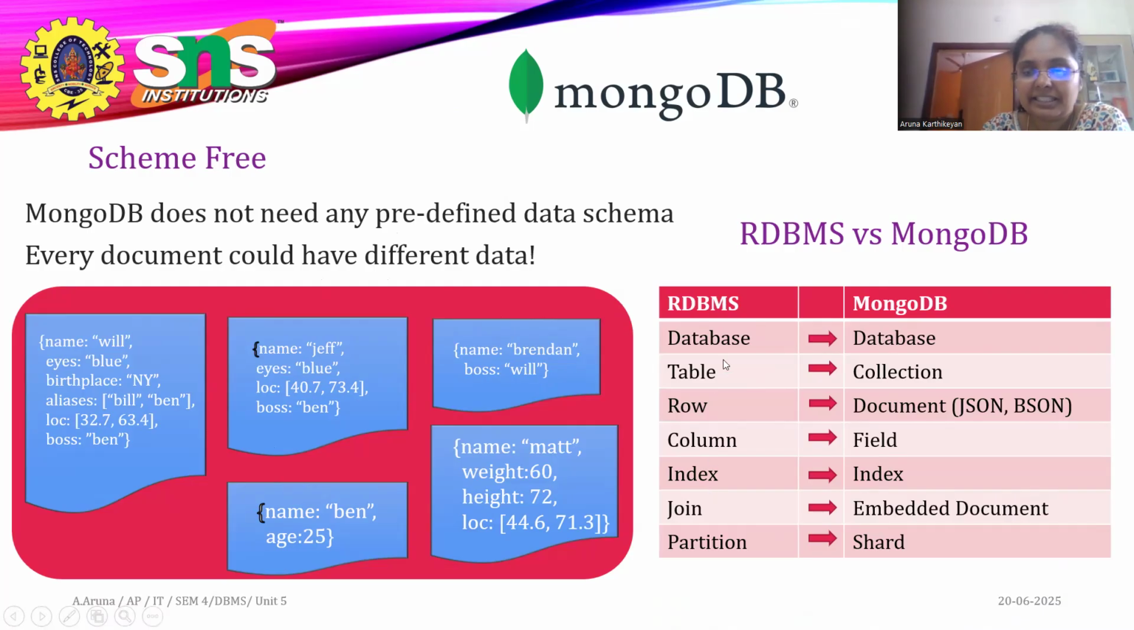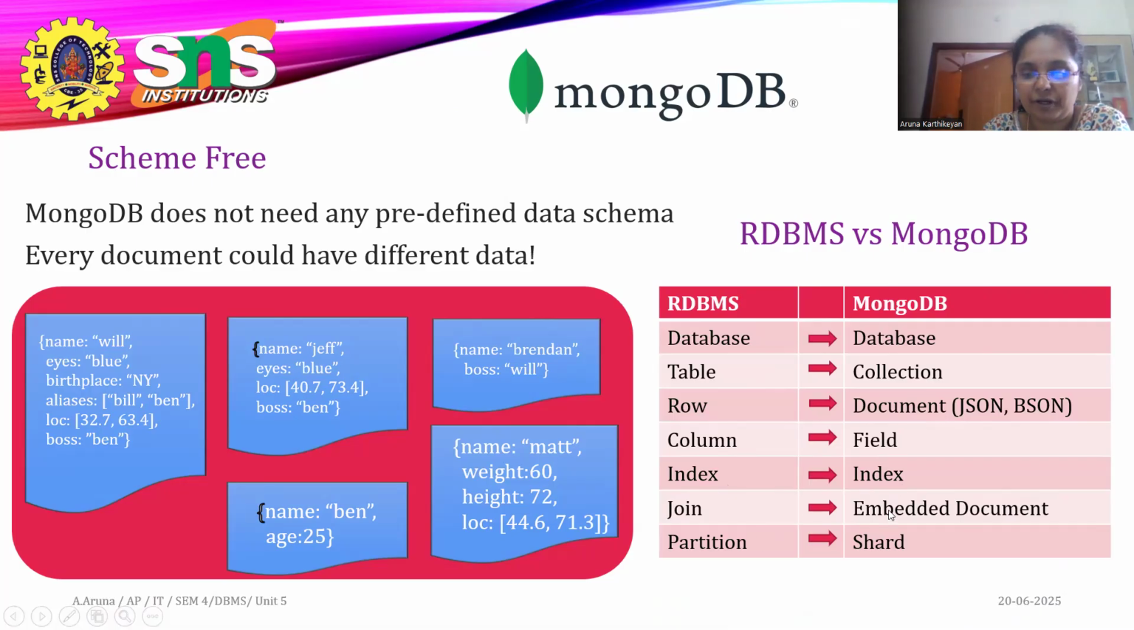In RDBMS we call it a database, and in MongoDB we also call it a database. Here we call it a table; here we call it a collection. A row is called a document, that is a JSON or a BSON. A column is called a field. Index is the same index. For joins, here we are going to embed the document.